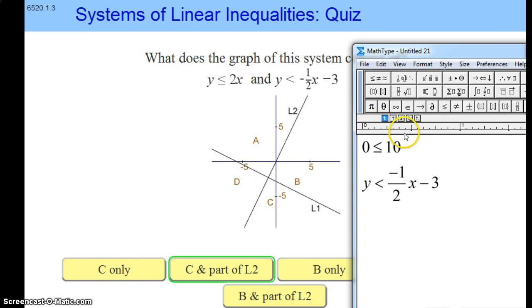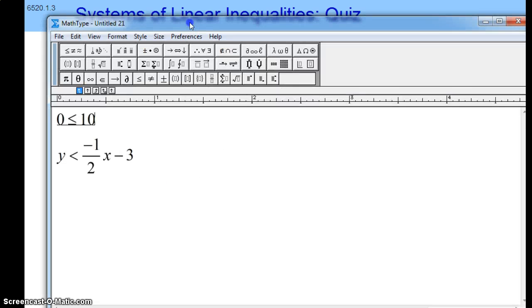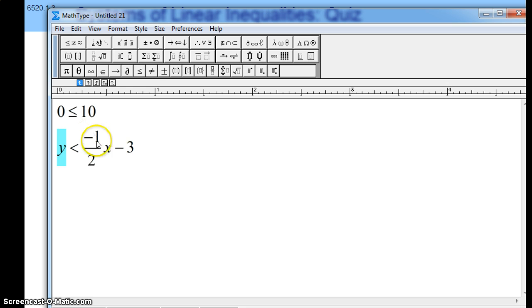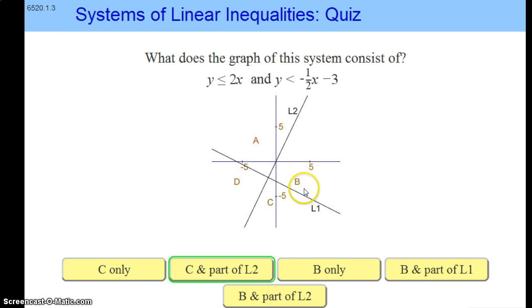We can test the same point in the other one actually, because it's over here. So we're testing for B now. So here's the other equation. We said x is 5 and y is 0. So what do we get? Well, we get negative 5 halves, that's negative 2.5, minus 3. So that's negative 5.5. Is 0 less than negative 5.5? I don't think so. So this is false. So we're saying this region above this line, which includes that point, is all false. So A and B are both false. So we know it's going to be C, because from this line we said it's somewhere below this line, so it's B and C. And we said it's somewhere below the other line, so it just leaves us with C. And that's the correct answer, C and part of L2.